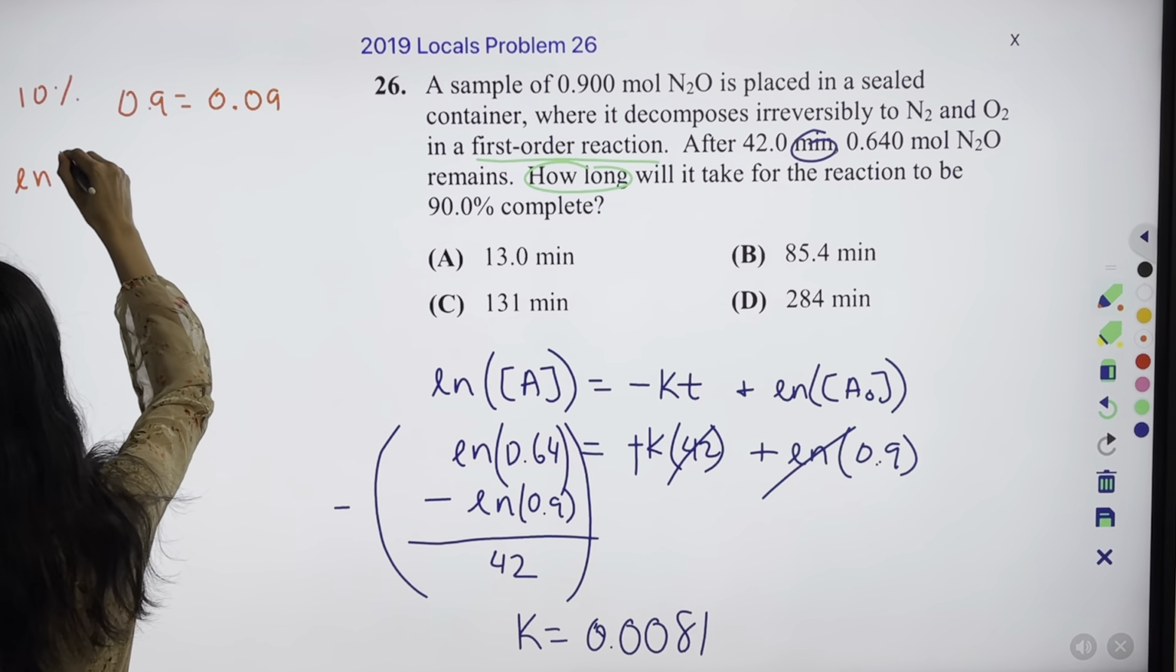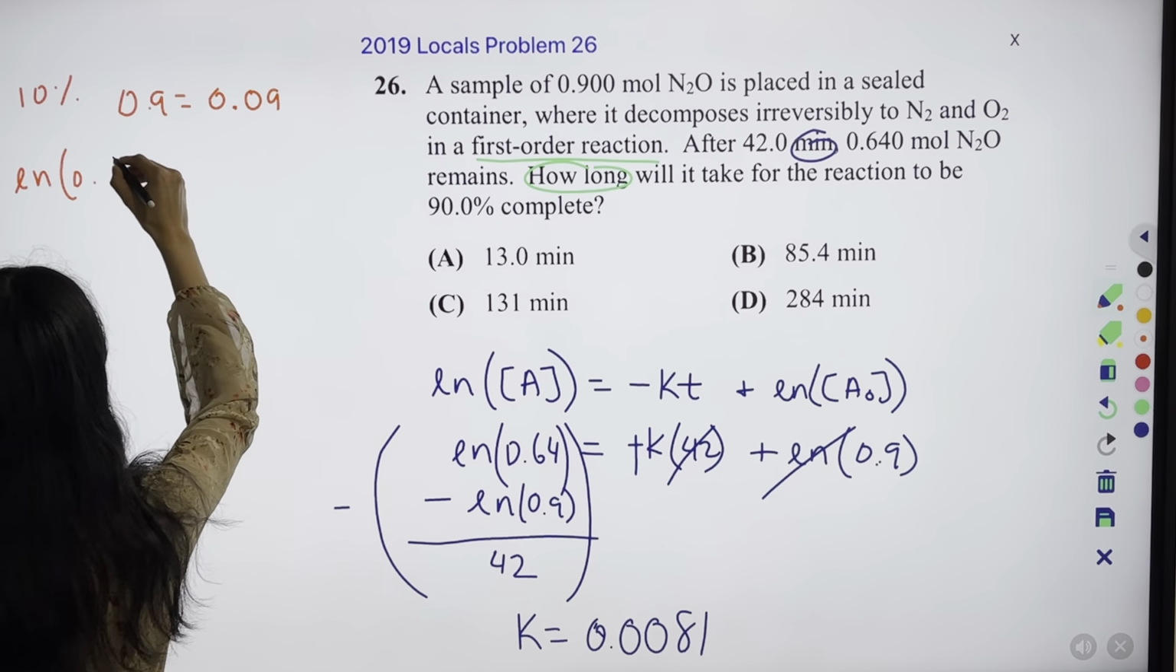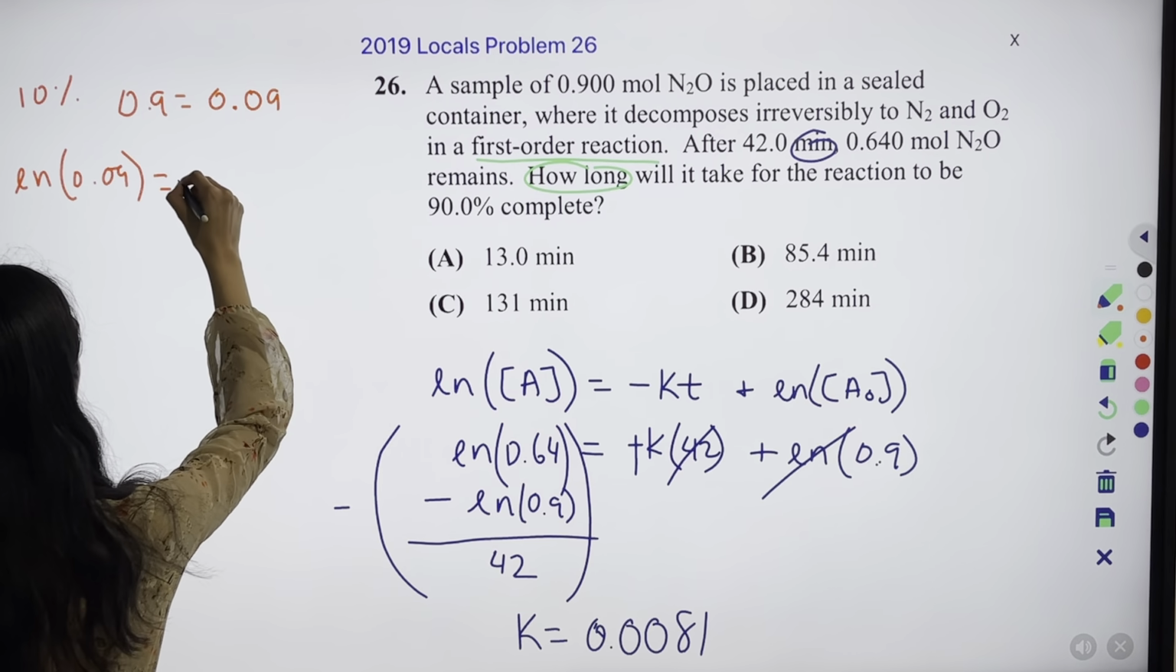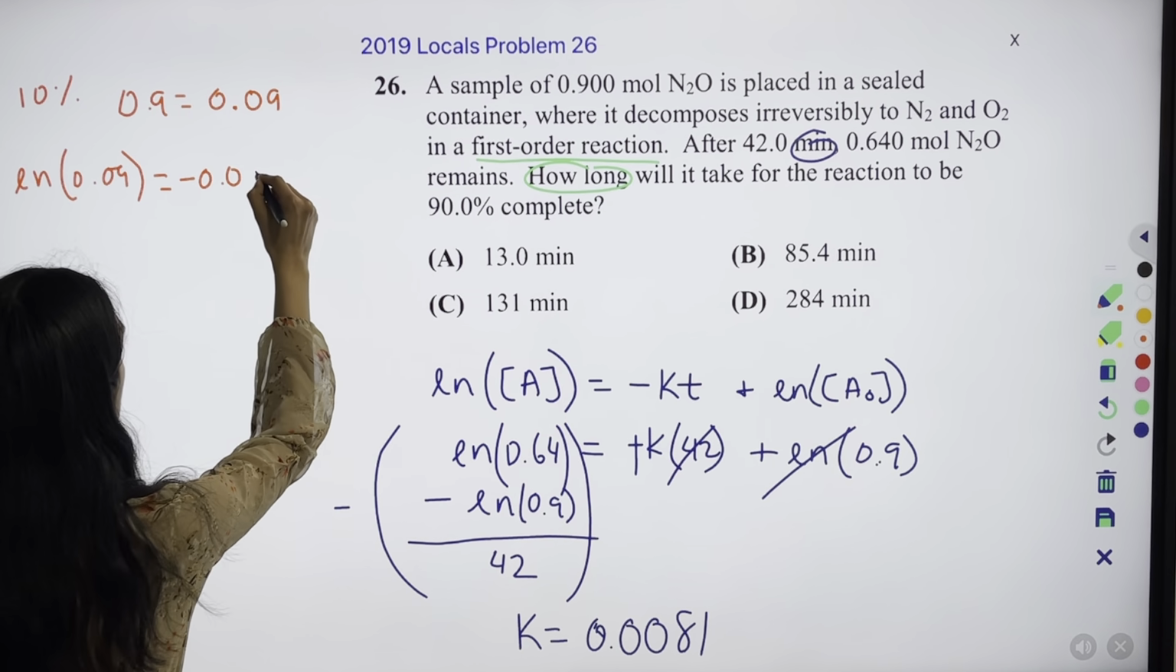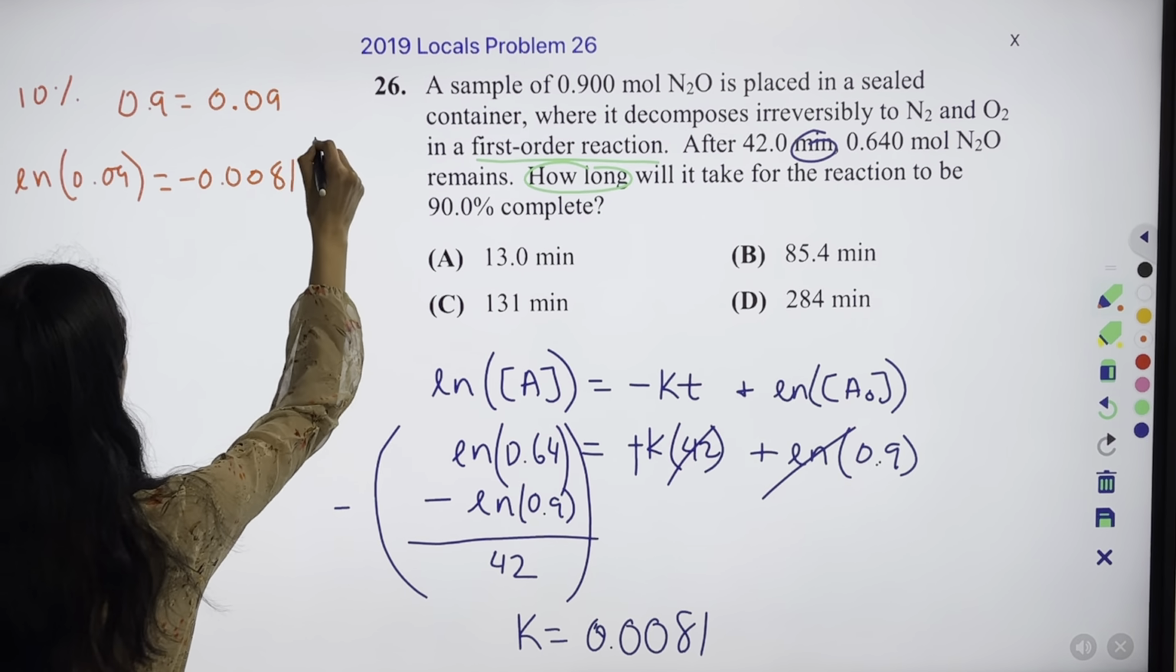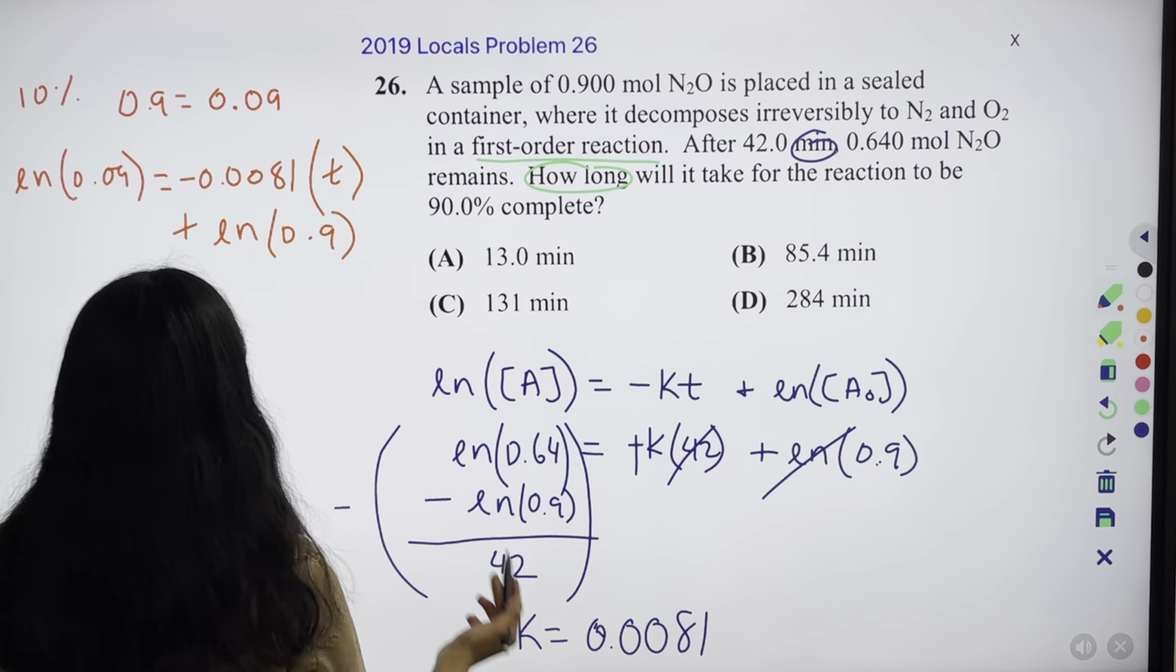So we have the natural log of 0.09 is equal to the negative k. Well, we know what k is. So it's going to be the negative 0.0081 times the time, which we're trying to figure out. And then we add the natural log of the same initial concentration. So the natural log of the concentration is equal to negative kt plus the natural log of the initial concentration.